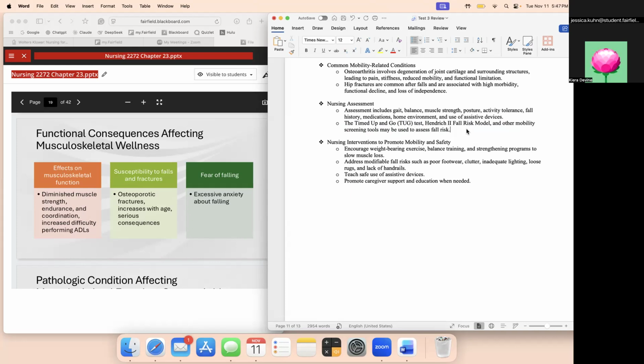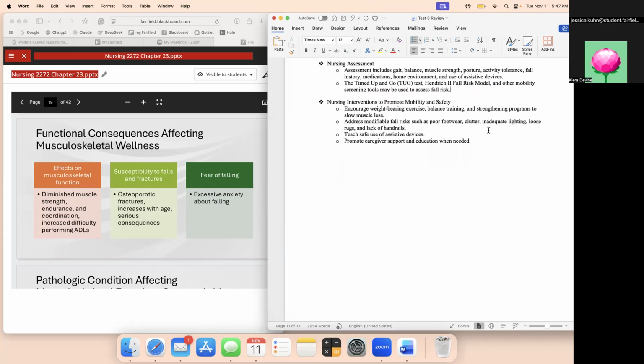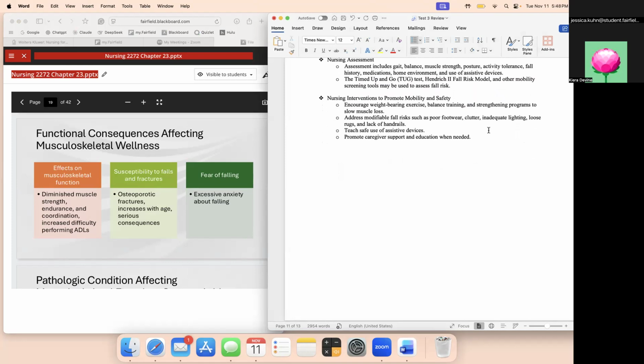And as a nurse, you're going to be taking a look at their gait, their balance, their strength, posture, activity tolerance, fall history, medications, home environment, and the use of assistance devices.